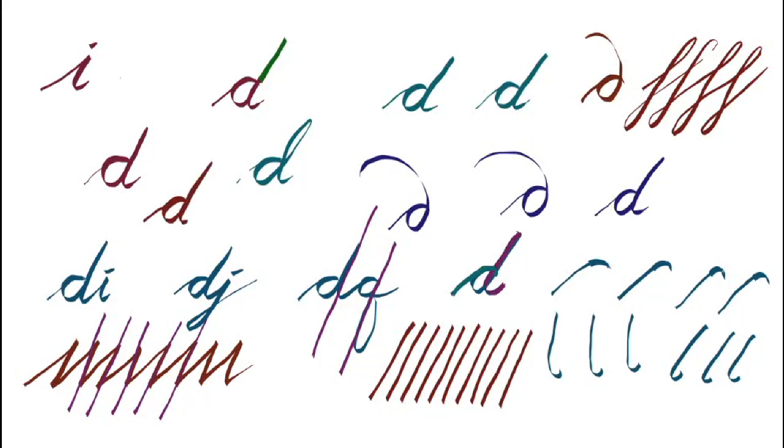So, light up, dark down, light up, dark down and away. Light up, dark down, light up, dark down and away. And that's the letter D in the cursive script from the Latinum Institute.